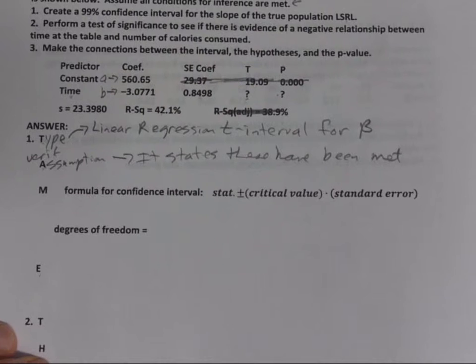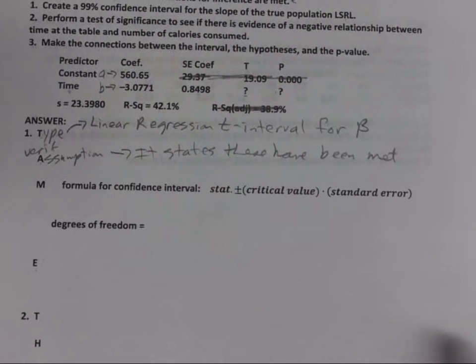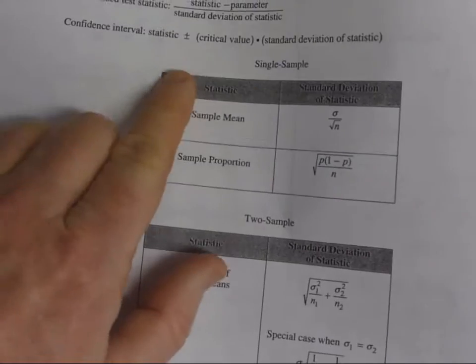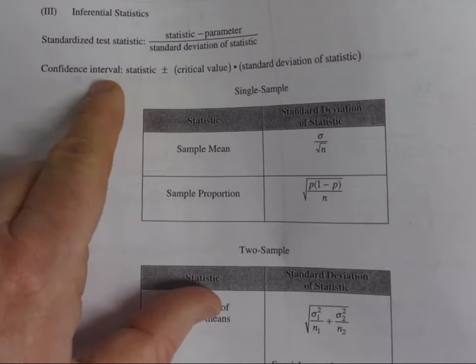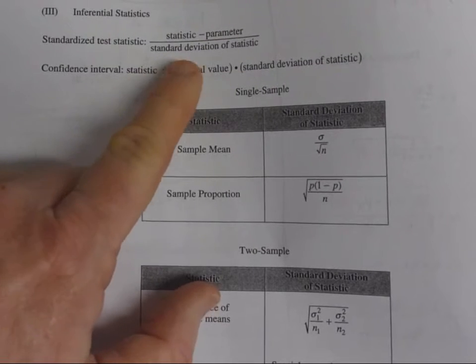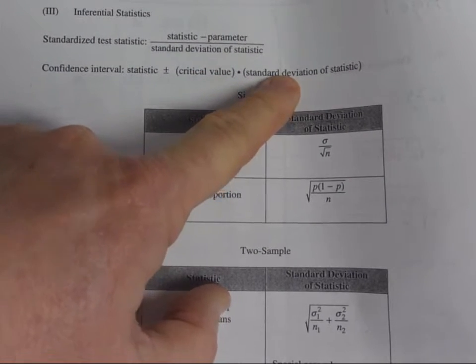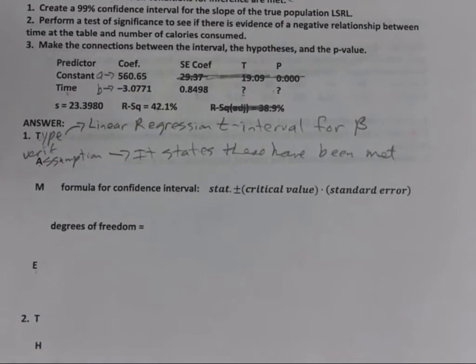And then here are our mechanics, and this is what, in essence, you've got to be able to do. Of course, your formula sheet gives you the basic formula for a confidence interval, and that certainly still applies in this chapter. It is your statistic plus or minus your critical value times the standard deviation of your statistic. So that's what we'll do.